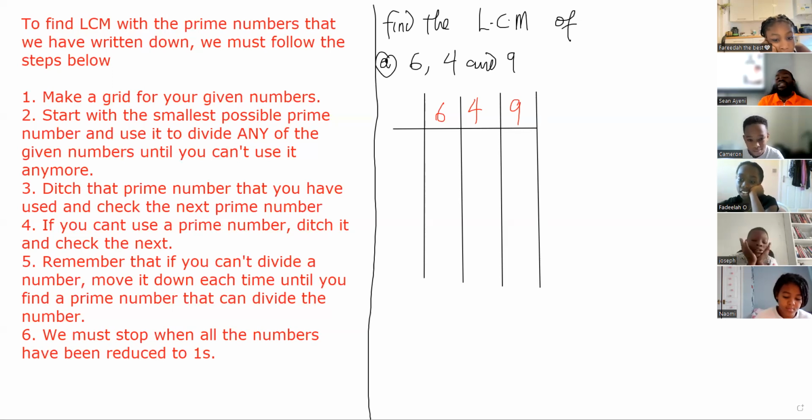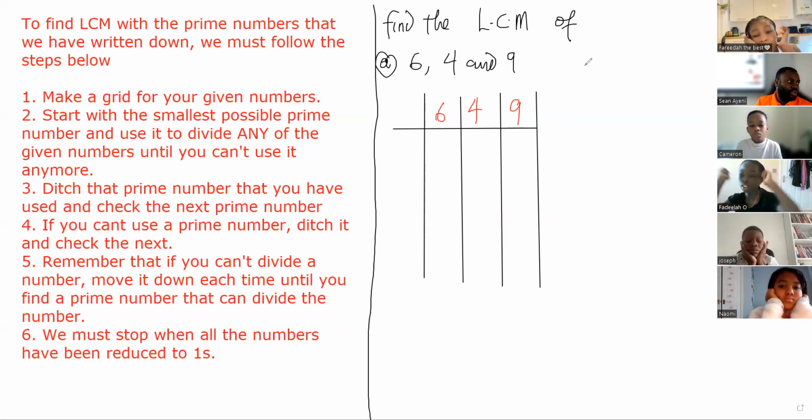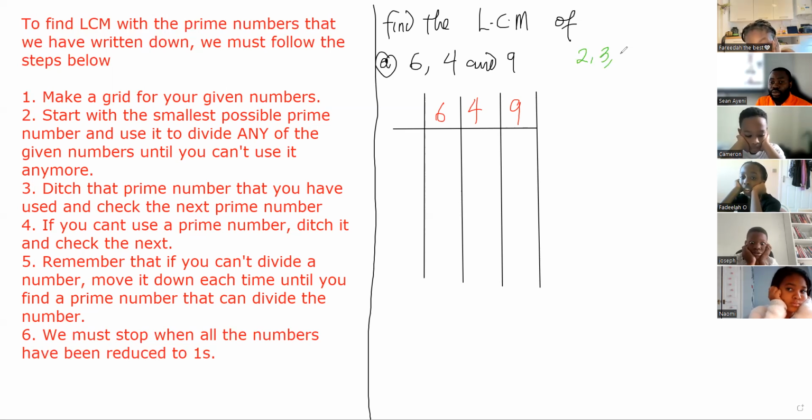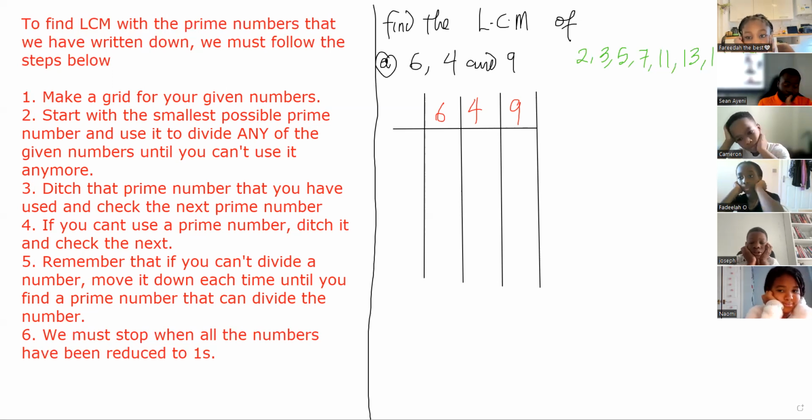Now, I said start with the smallest possible what? Prime number. Let's try and remember the prime numbers together. Whenever I'm doing this, I always write the prime numbers on the side. Why do I write the prime numbers on the side? To help me remember. So let me write them. 2, 3, 5, 7, 11, 13, 17, and 19. So I will stop. The truth of the matter is, you wouldn't need 17 and 19 at this level. You only need them when you get to year 6.